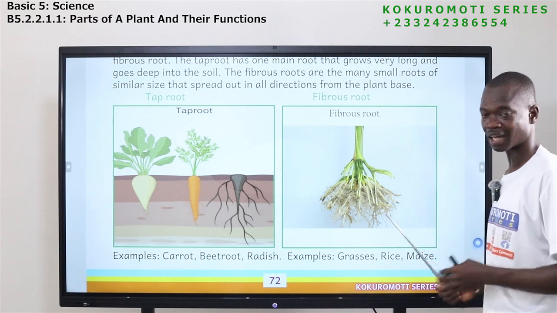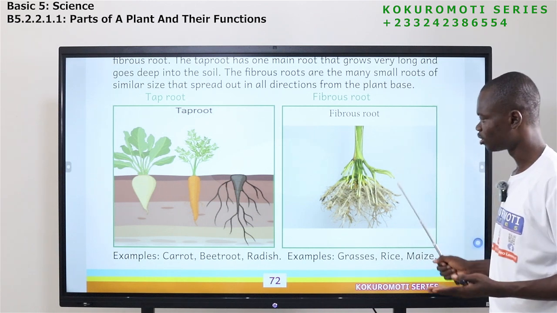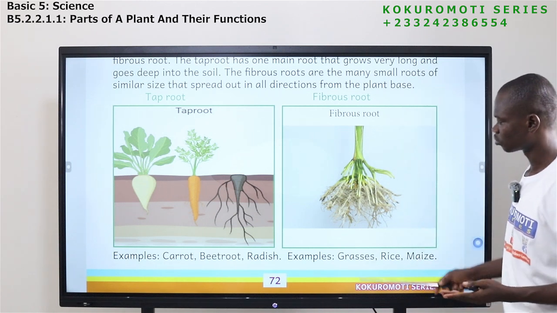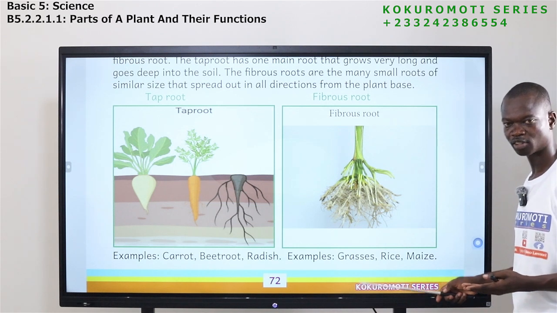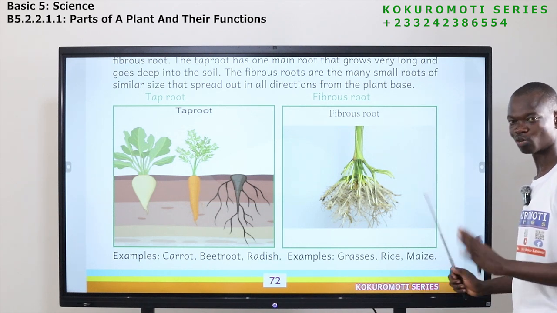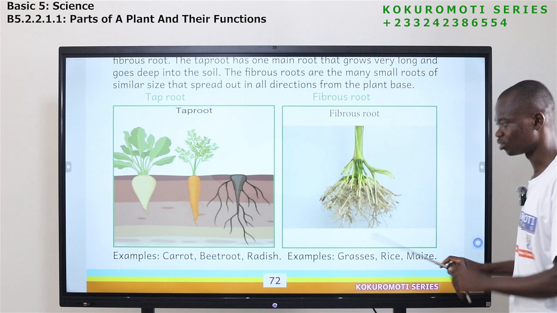You can even draw. If you are asked to draw, you should know how to draw it. Don't draw long roots which are bigger than the rest. No, for fibrous root system, you don't do that.